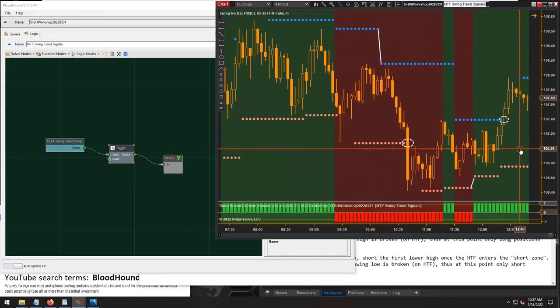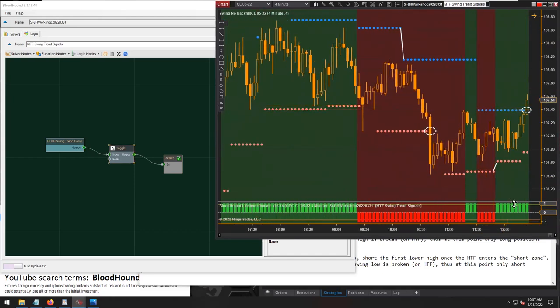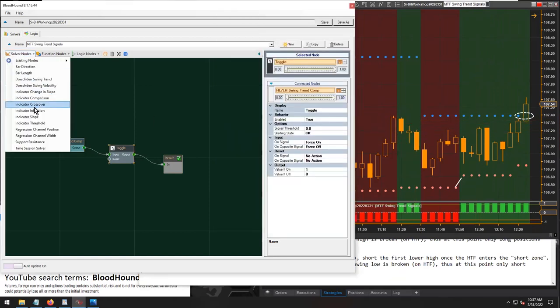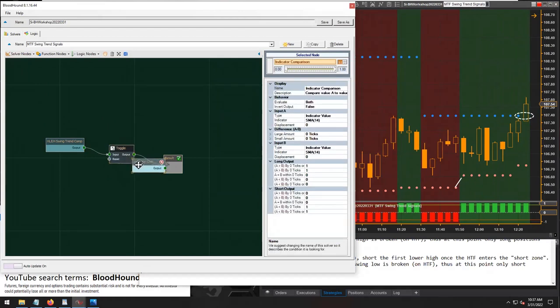And so if the high of the bar, let's back this up a little bit, is higher than the swing high, and remember the swing high is one bar back, so we have to look one bar back again to get to the swing high. But essentially, if the high price is higher than the swing high, then we know that the swing high has been broken. So we're going to grab another comparison solver to do that.